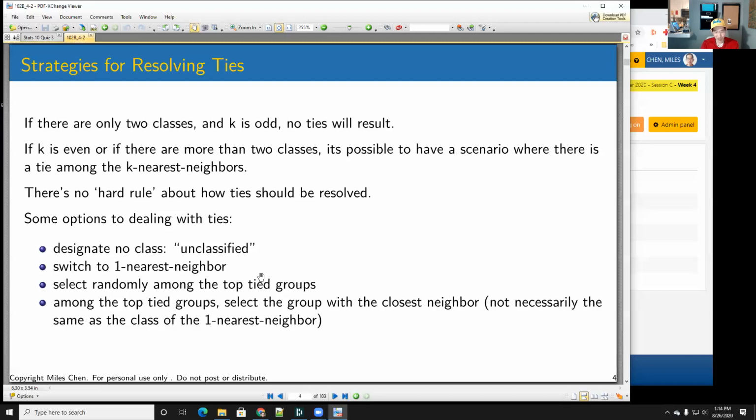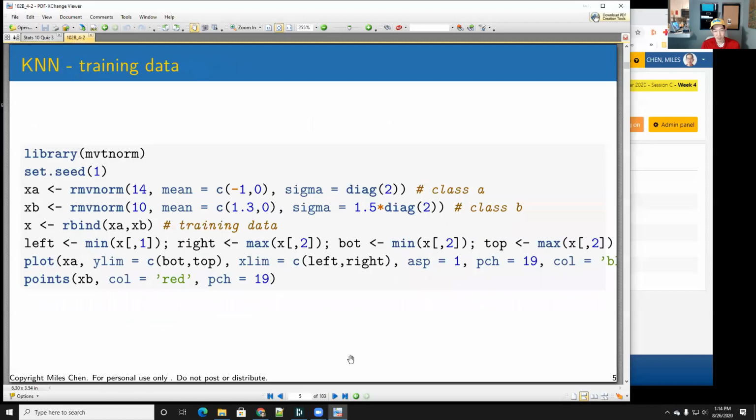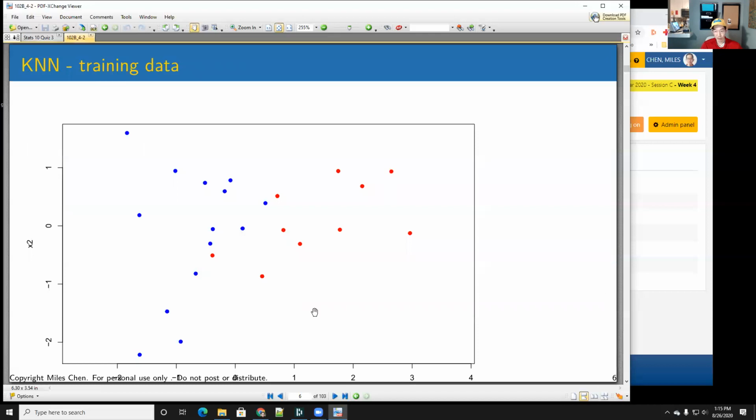But yeah, a lot of times any of these would be fine, okay? All right, so as far as an example goes, I'm going to set up some training data here. I'm going to have 14 observations coming from class A and 10 observations coming from class B, okay? I'm going to graph these and plot some of them to be red and some to be blue, okay? And here's our plot.